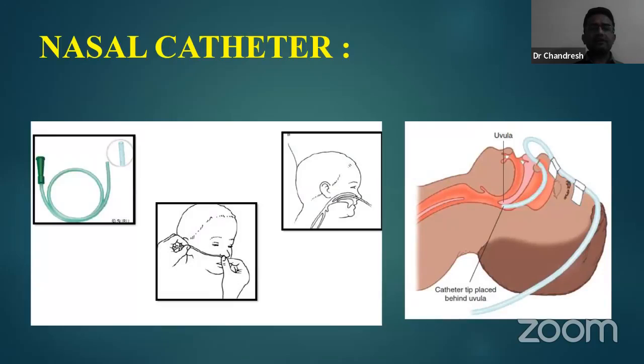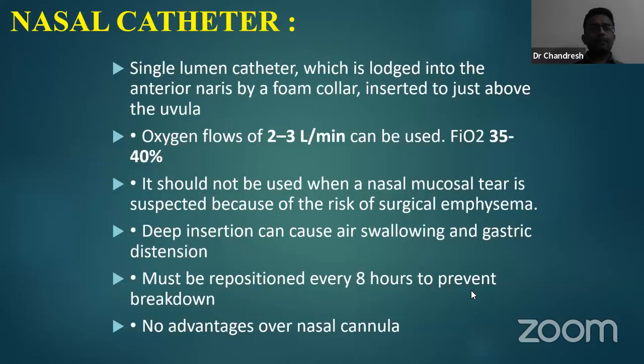Let's talk about the nasal catheter. Generally, this is used more in pediatric patients. It goes up to the upper tip of the uvula. You can see here. It is a single lumen catheter which is lodged into the anterior nares by a foam collar, and it is inserted just above the uvula. The oxygen flow rate, again, is 2 to 3 liters, and it can be used to achieve an FiO2 of 35 to 40%.